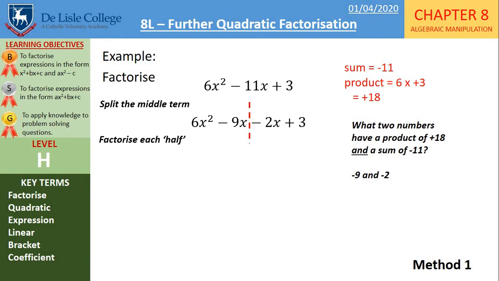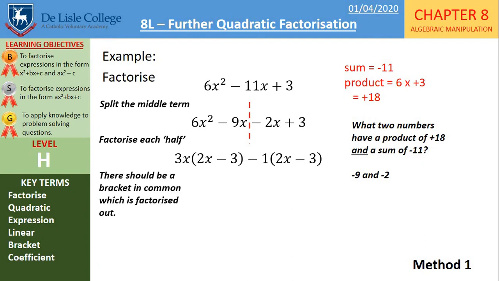The left half is going to become 3x as our common factor, with 2x take away 3. Now, we will notice the right half doesn't have a common factor, but it looks a bit like the bracket that we've got from the left-hand side, except the signs are different. So what we're going to do is factorise out negative 1, and therefore the bracket will end up being the same. So using the reverse of the expansion method, our first bracket is going to be 3x take away 1, and our second bracket is going to be 2x take away 3.